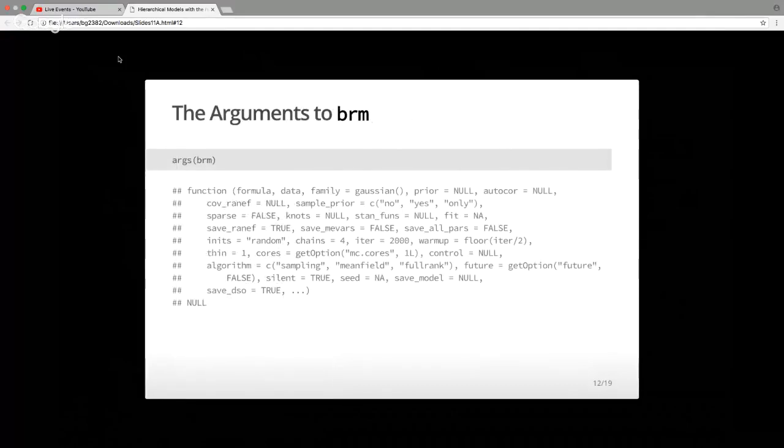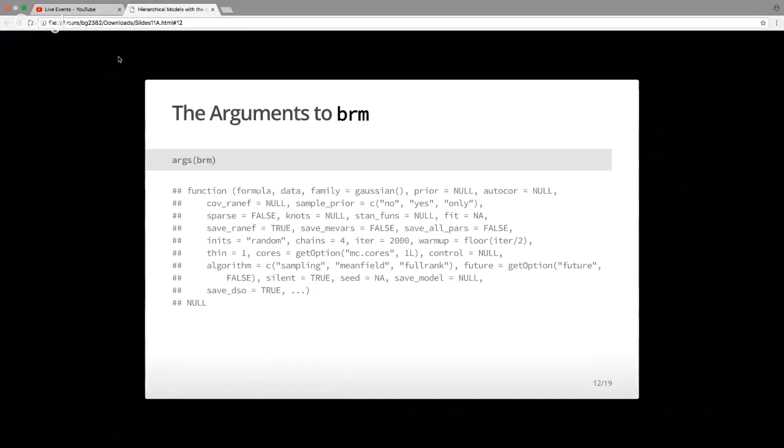Unlike rstanarm, where we have stan_lm, stan_glm, stan_glmer, a whole bunch of different functions that are designed to look like, at least in the essential parts, other functions that are popular and being used for frequentist estimation, the BRMS package basically only has one model fitting function, and that is called BRM. Consequently it has a lot more arguments because you're specifying a great variety of models through this one function.